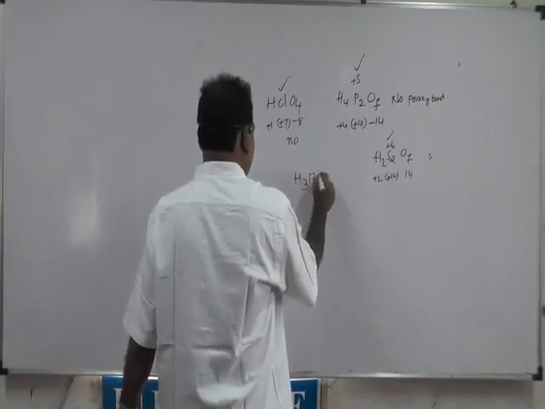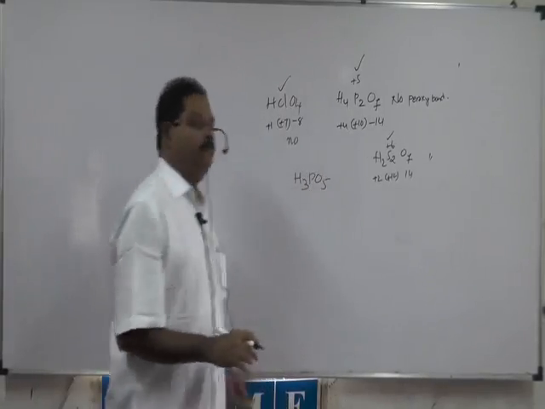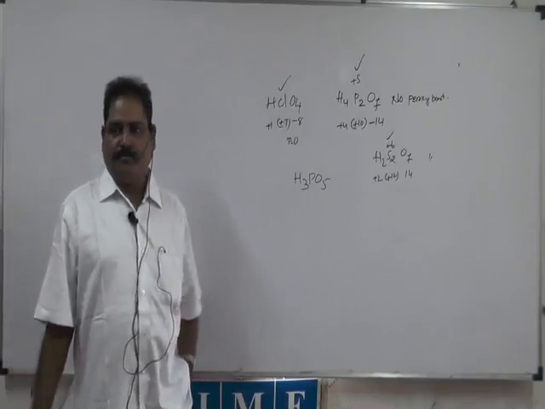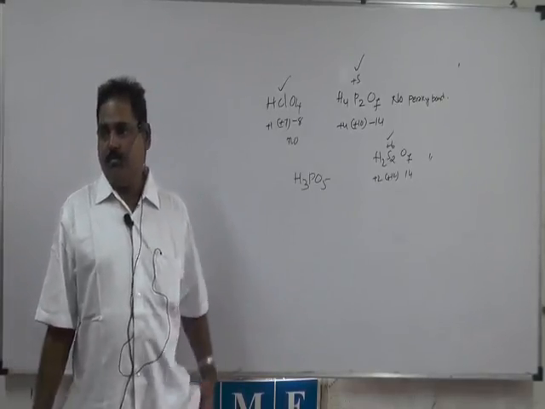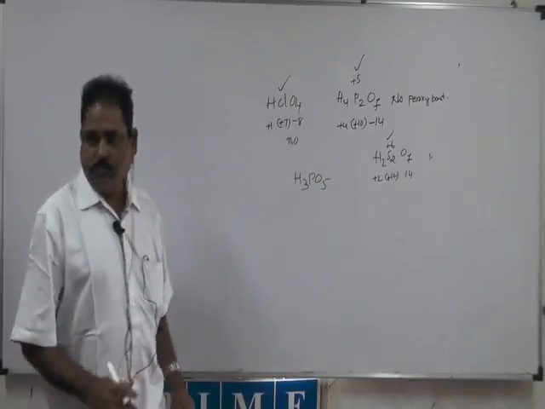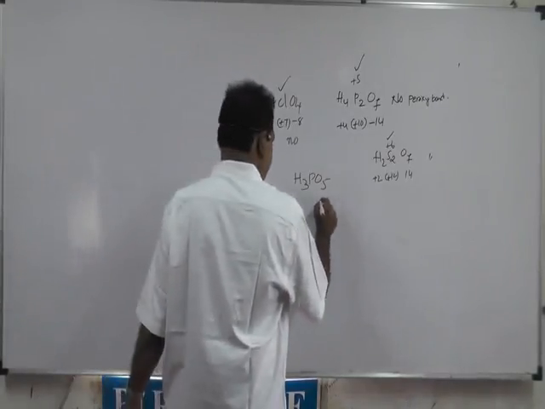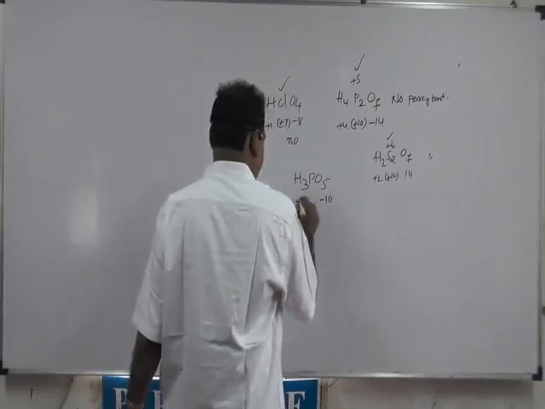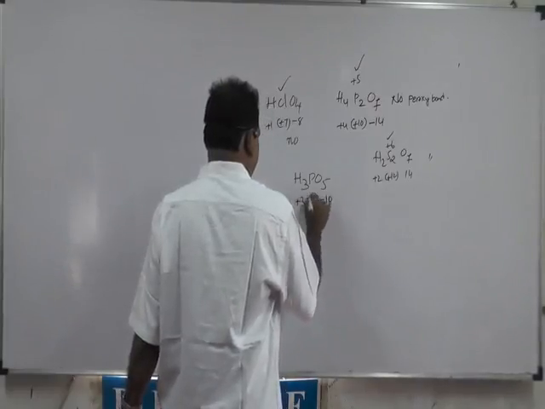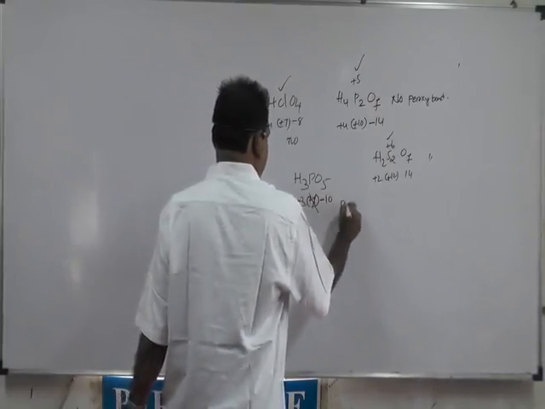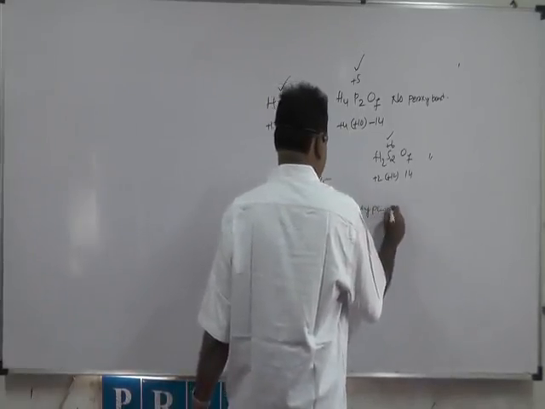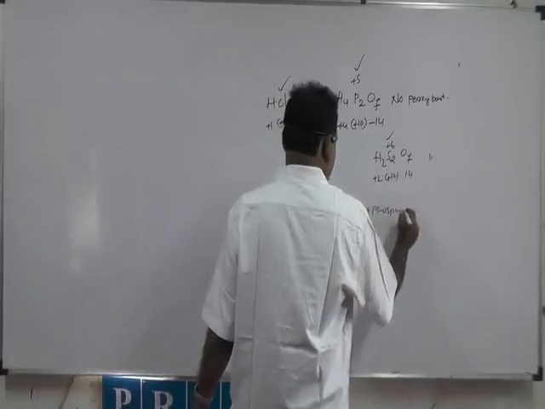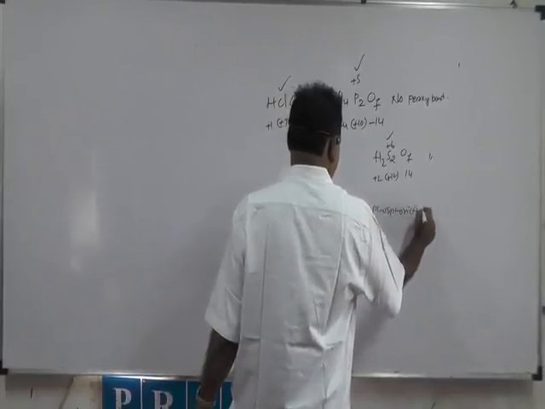H3PO5, does it have a peroxy bond? Isko naam kya hai? Does it have? How do you know? Minus 10, plus 3, plus 7, which is impossible. Therefore, iska naam hai peroxyphosphoric acid. Peroxyphosphoric acid.